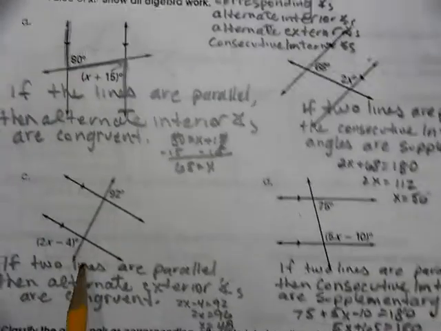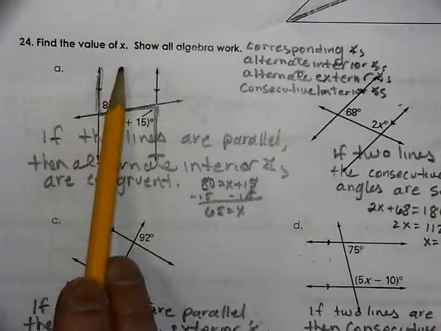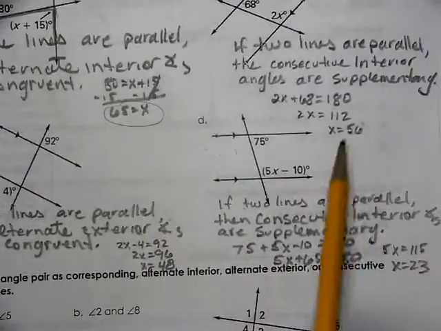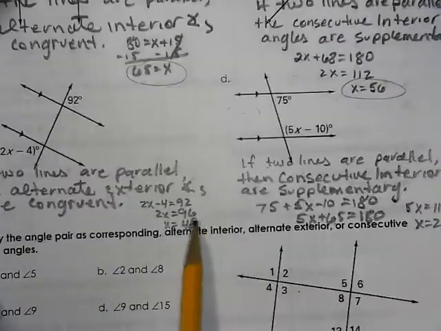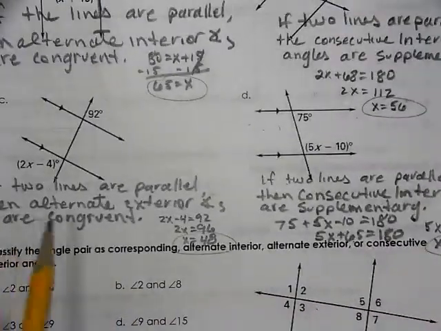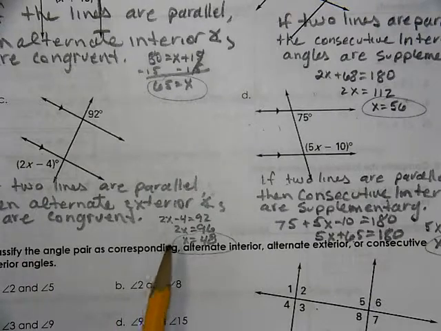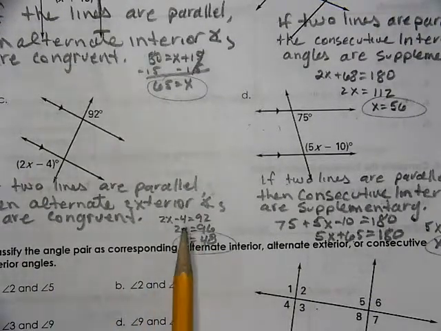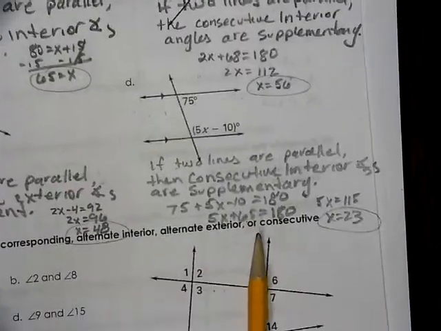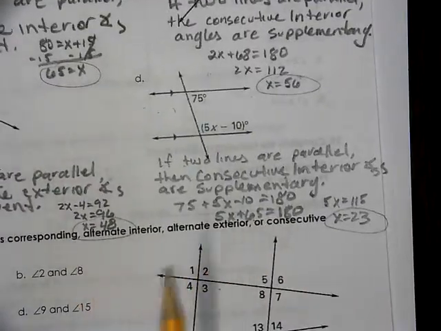Answer the question, which is find the value of x. So we found the x each time. I also went through and wrote in the theorem that allowed us to set up that equation. It's not a guess. Sometimes they're equal, and sometimes they add up to 180. You've got to know what you're looking at to be able to determine which is which.